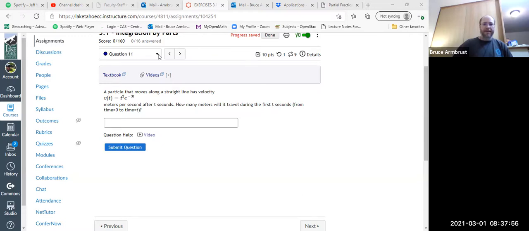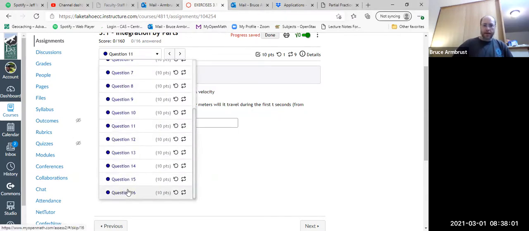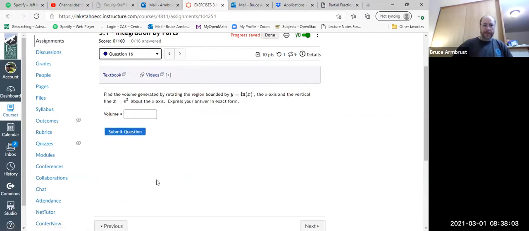So, okay, and then Rigney, I think you said you wanted just to see the setup for the last one. So we're going to find the volume generated by rotating the region bounded by y equals natural log of x, the x-axis, and the vertical line x equals e squared about the x-axis. Okay, let me write this down. All right.